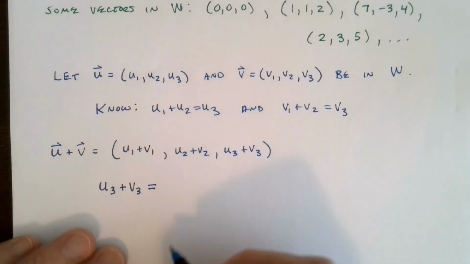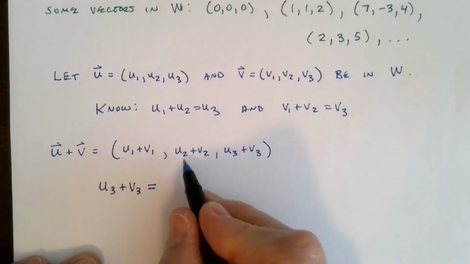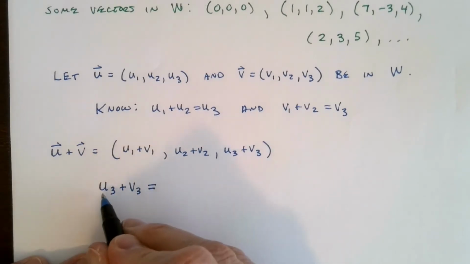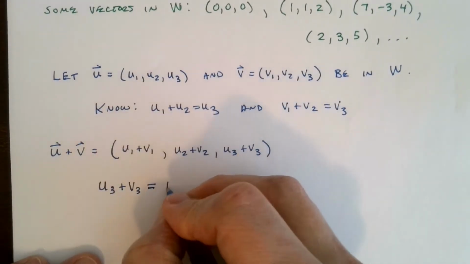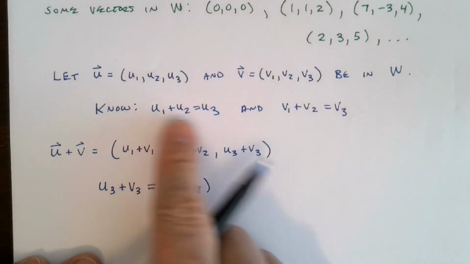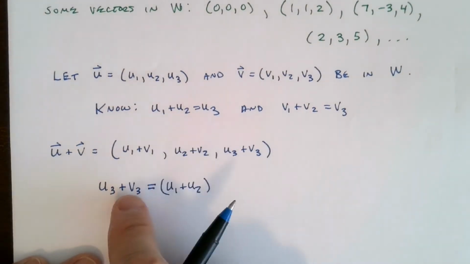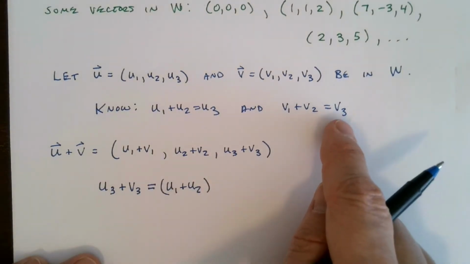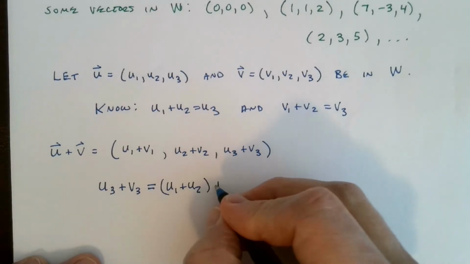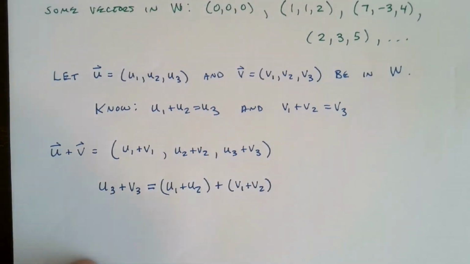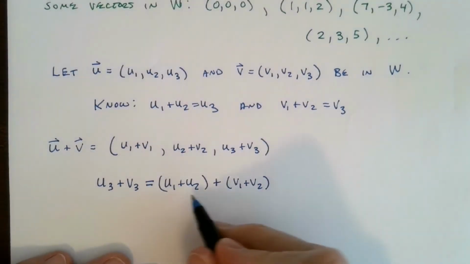Now, what can I say about U3 plus V3? Well, you can't just say it's equal to the sum of these two quite yet, but I can say U3 is equal to U1 plus U2, because we know that. Do we know something about V3? What do we know about V3? V3 is V1 plus V2. Now, I would like you to show this one step because this is important.